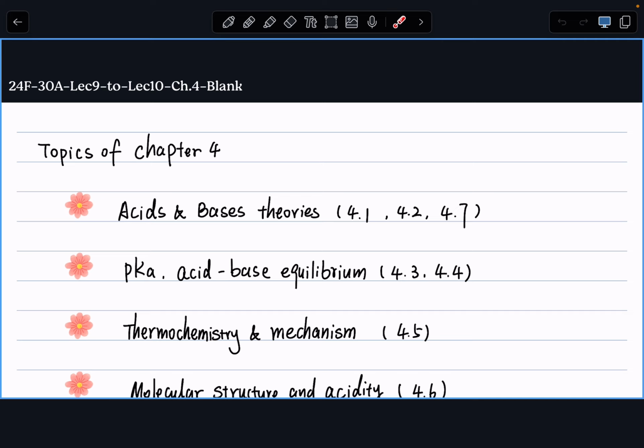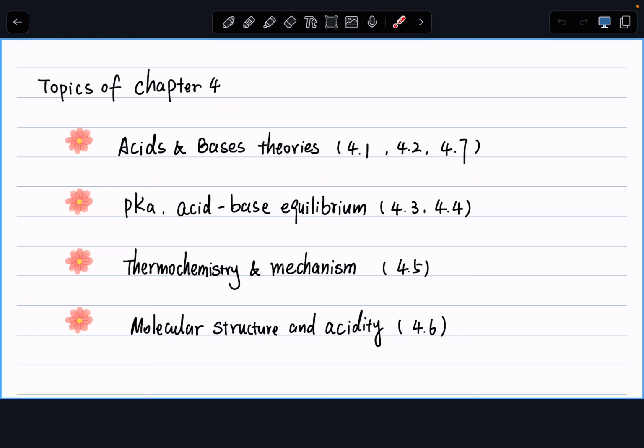So in entire chapter 4, we have several lectures on it. We'll go over basic theories of acid-base chemistry. We'll talk about pKa and also use that as a handle to introduce thermodynamics and also reaction mechanism. And at the very end, you'll be equipped with tools so you can quickly predict the acidity of a molecule simply based on its molecular structure. But let's do it one by one.